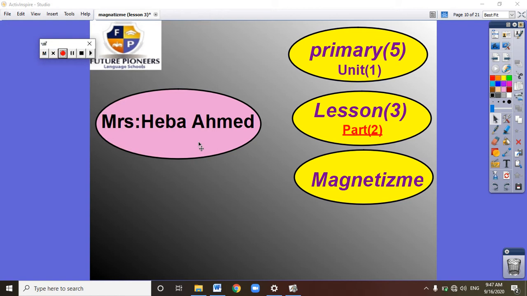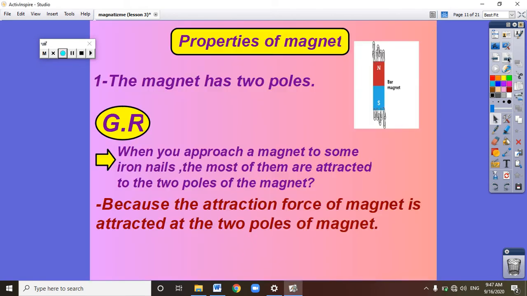Today we will take part 2 from Lesson 3, which is called Magnetism. In part 1, we covered the history of discovering the magnet, the types of magnets, and the types of materials according to their ability to be attracted to the magnet. Today we will take the properties of the magnet.